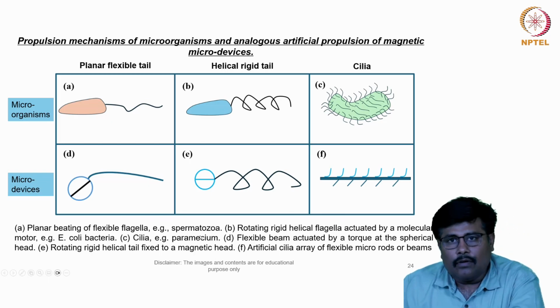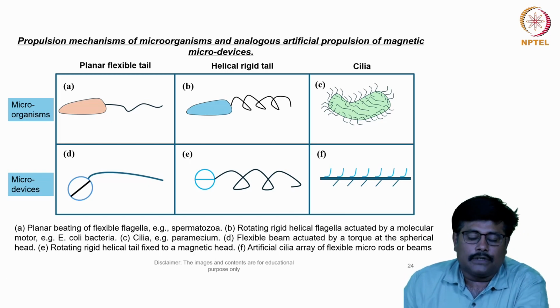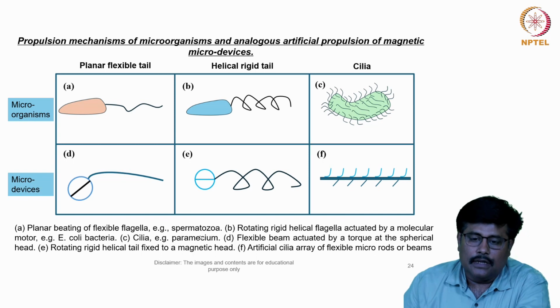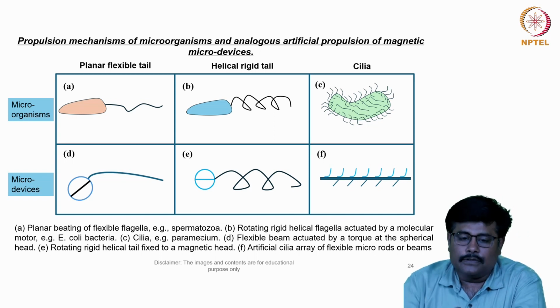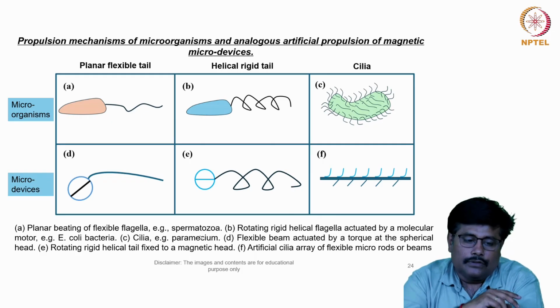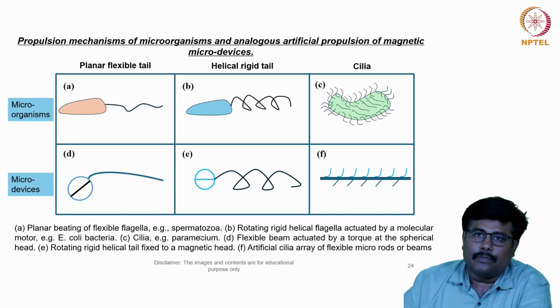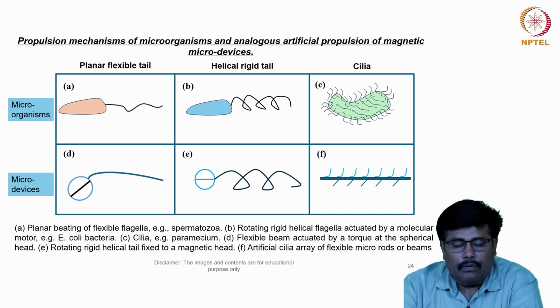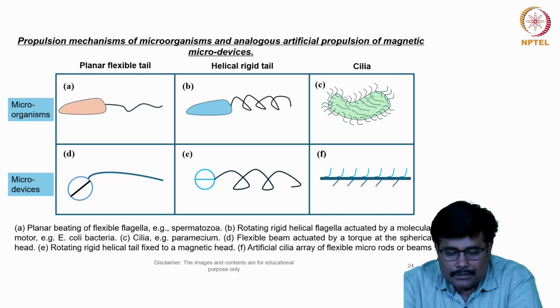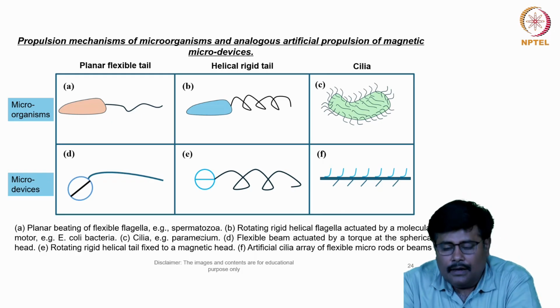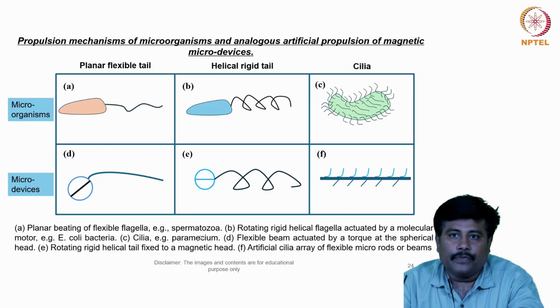Now let us see some of the different propulsion mechanisms of microorganisms and analogous artificial propulsions of magnetic micro devices. If we closely observe, we can classify these microorganisms into three types. One is a planar flexible tail, another is a helical rigid tail, and the third is called cilia.